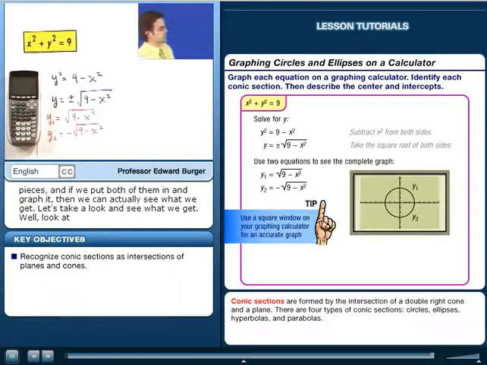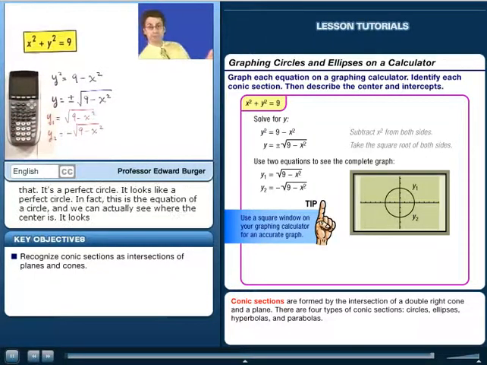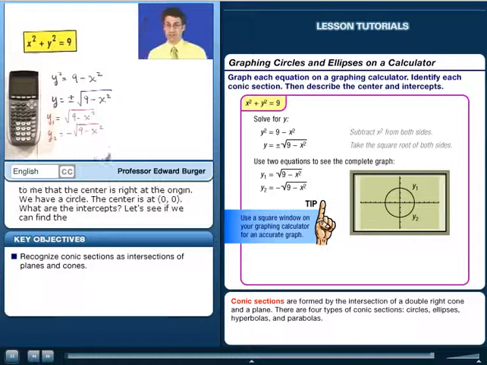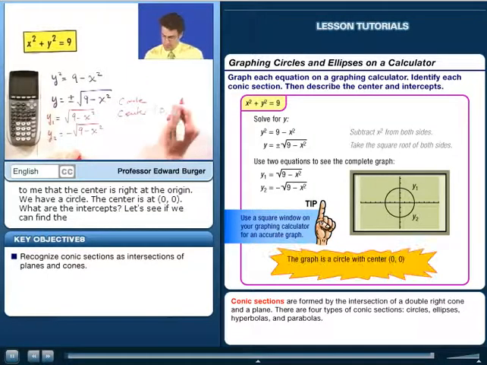Let's take a look and see what we get. Well, look at that. It looks like a perfect circle. So in fact, this is the equation of a circle, and we can actually see where the center is. It looks to me like the center is right at the origin. So we have a circle. The center is at 0, 0.